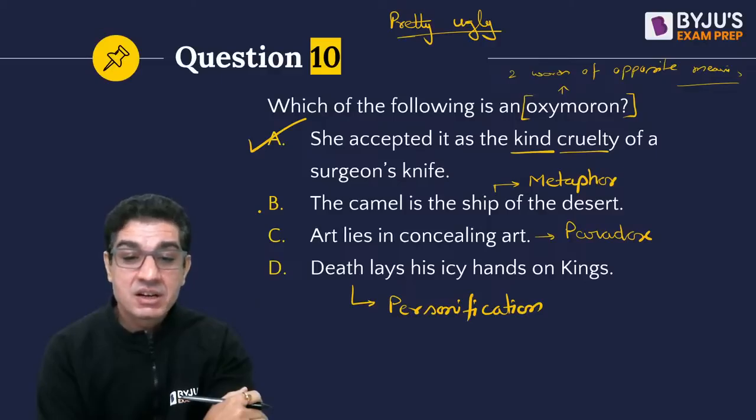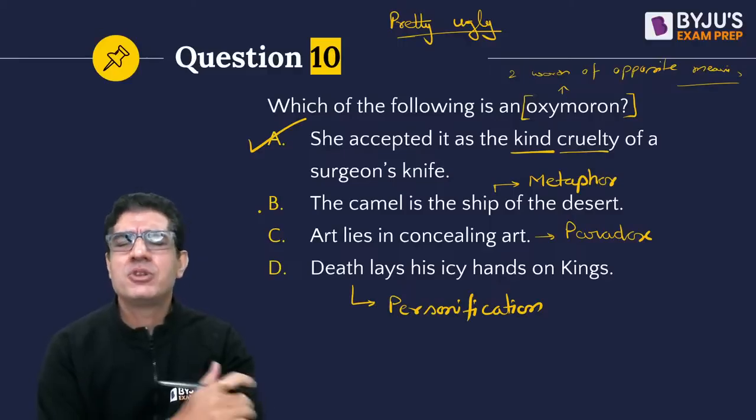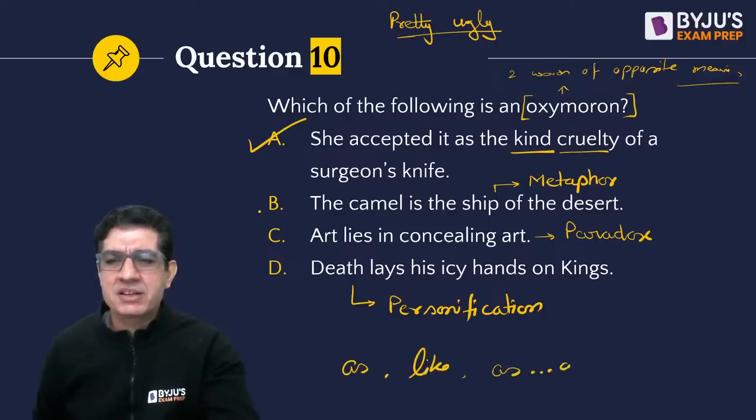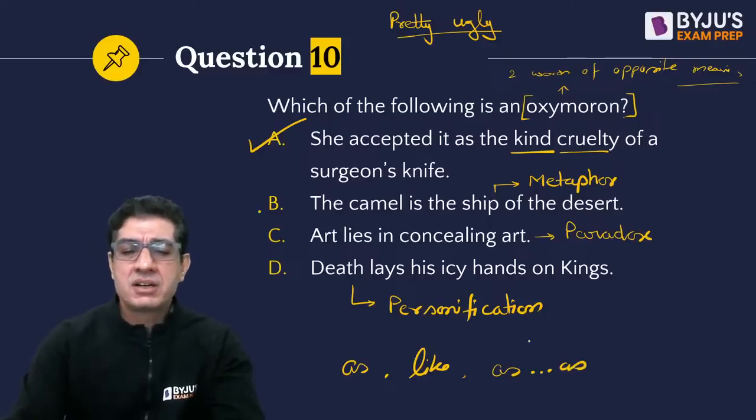Difference in metaphor and simile. Yeah, when you use words like 'as' or 'like' in your comparison, you call it a simile. When you make that comparison without those words, then you call it a metaphor.